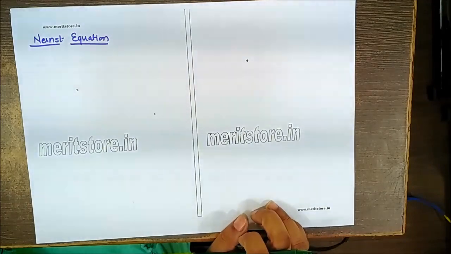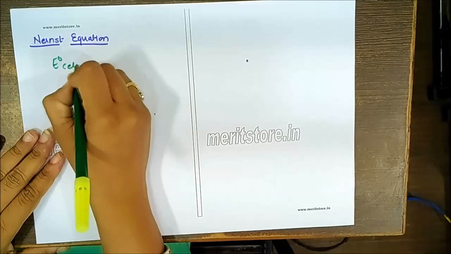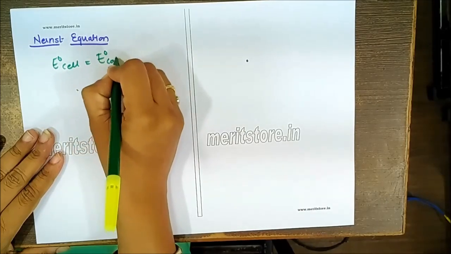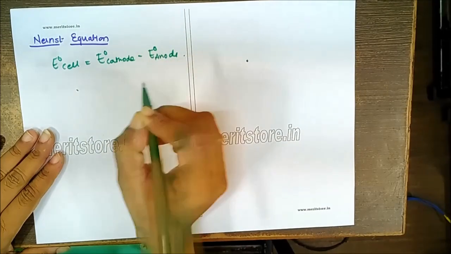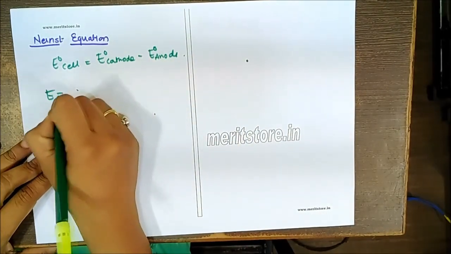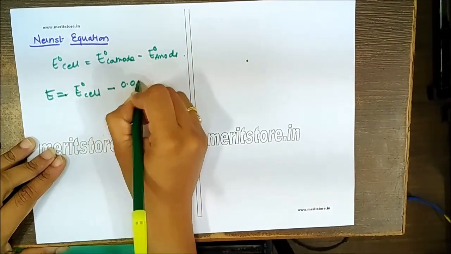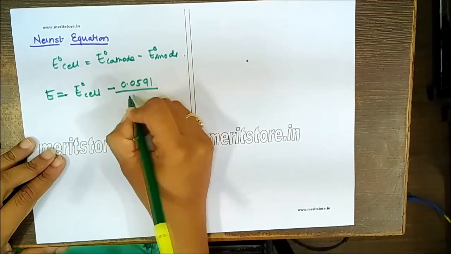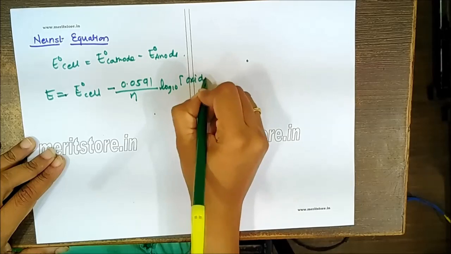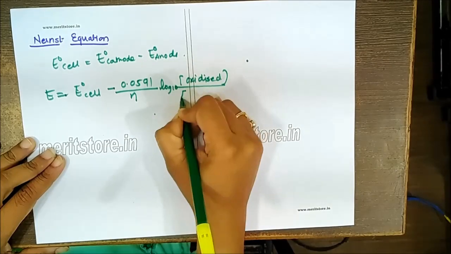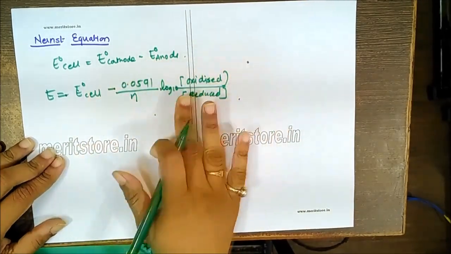That's the Nernst equation. We should remember it. First of all, for the standard case, E0 cell equals E0 cathode minus E0 anode, provided they have given you the reduction potentials. Also, the EMF of the cell equals E0 cell minus 0.0591 upon n log to the base 10 of the oxidized state upon the reduced state. So this is something we have to use.